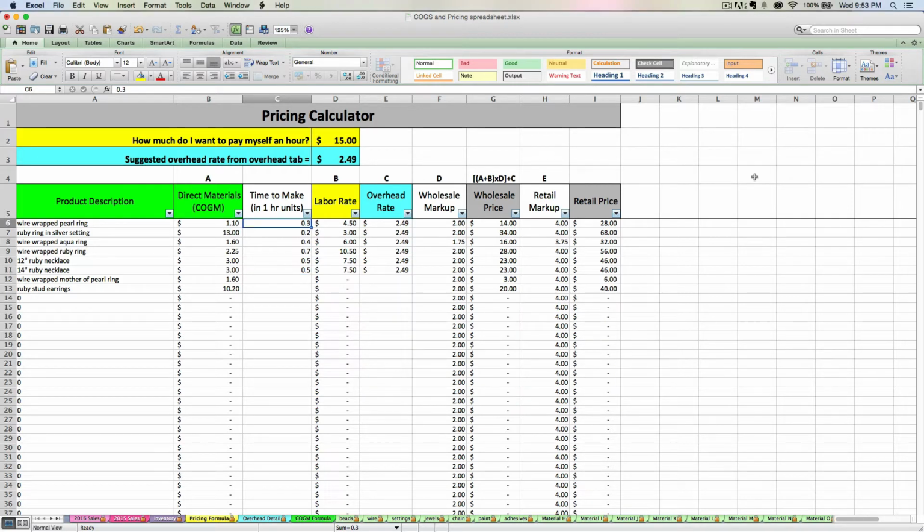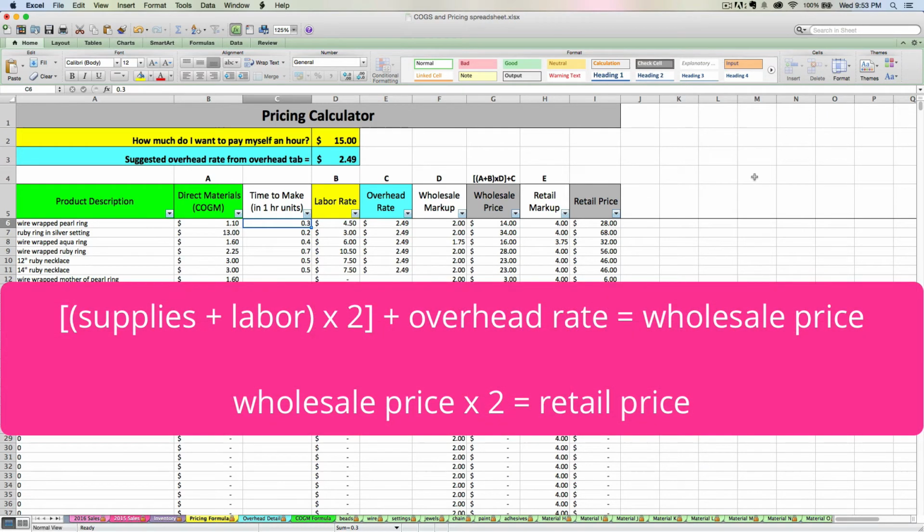Overall, this is the formula that the pricing tab uses. Supplies plus labor times 2 plus your overhead rate gets you your wholesale price, and then your wholesale price times 2 gets you your retail price. Now, those times 2 numbers that I'm saying are represented here by your wholesale markup and then by your retail markup.